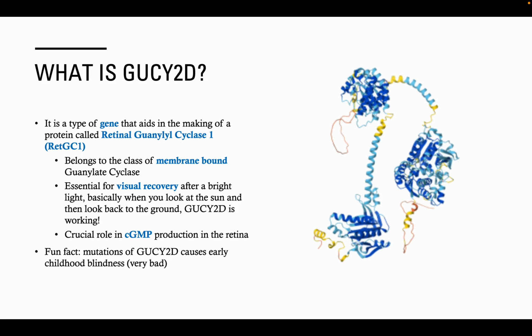So basically, when you look at a bright source of light like the sun and you look back to the ground, there's this blur in front, and that's basically the guanylate cyclase 2D working inside your retina. It has a crucial role in cGMP production in the retina. Then we'll learn a little bit more about what exactly cGMP does in this cascade. A quick fun fact is that mutations in the GUCY2D cause early childhood blindness.